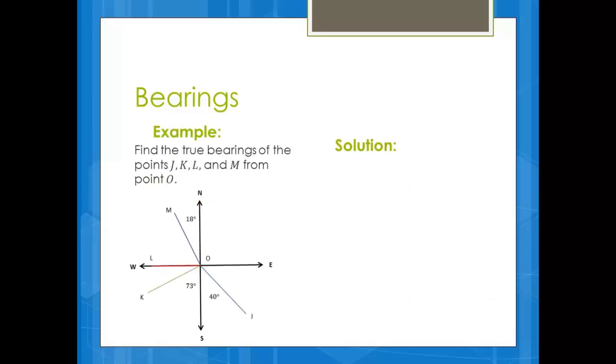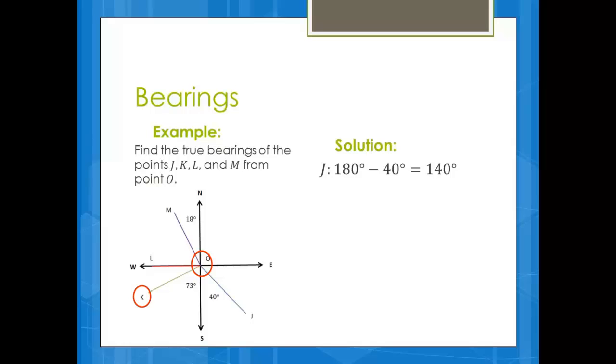In this example, we need to give the true bearing from the point O to each of the points J, K, L, and M. Imagine you are standing at the point O facing north. The bearing of J from O is the angle through which you need to turn to be facing in the direction of J. The angle between north and south is 180 degrees, so the bearing from O to J is given by 180 degrees minus 40 degrees, equaling 140 degrees.